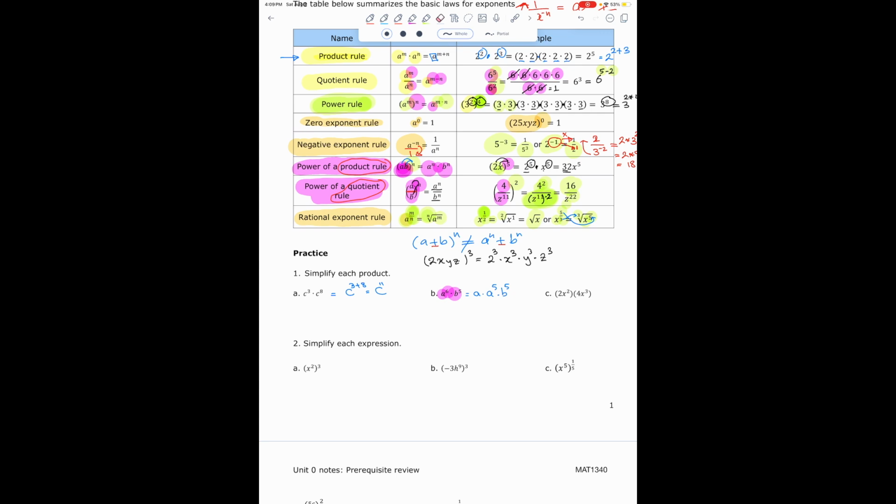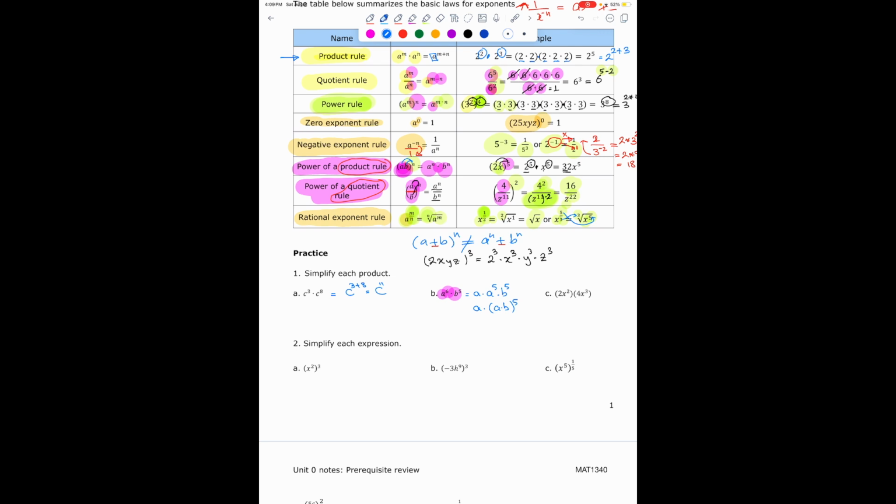I'm gonna use the power of a product rule backwards. I'm gonna use this one with that expression. So I can rewrite it as a times b, or ab to the 5th power, which looks a little bit nicer, but it doesn't actually give us any benefits mathematically. But sometimes you need to do these manipulations in mathematics in order to prove something or disprove something.